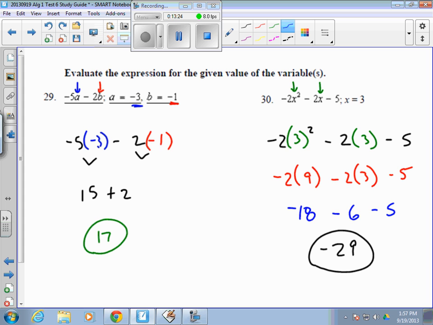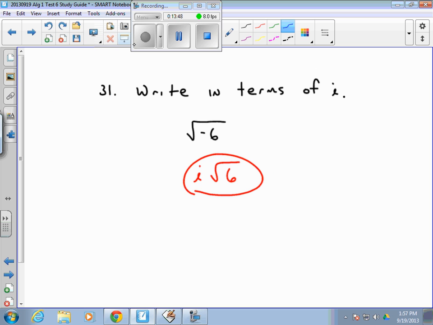For number 30, plug in 3 in place of the x's. So negative 2 times 3 squared minus 2 times 3 minus 5. Then evaluate your exponents. 3 squared means 3 times 3, so you have negative 2 times 9, minus 2 times 3 minus 5. Negative 2 times 9 is negative 18. Negative 2 times 3 is negative 6 minus 5. Then combine your like terms. Negative 18 minus 6 is negative 24, and minus 5 is negative 29.